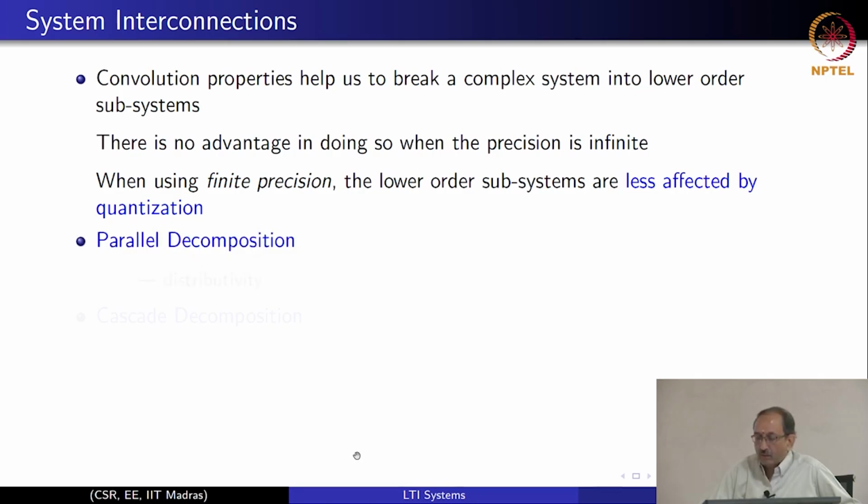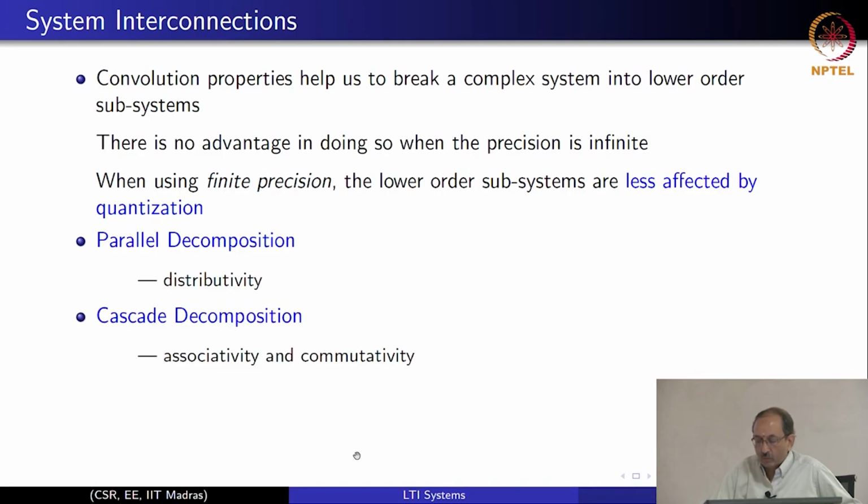And we carry out two kinds of decompositions. One is parallel decomposition. In parallel decomposition, the property that is used is distributivity, we will see that in a minute, and the other decomposition is cascade decomposition. And here two properties are used, both associativity and commutativity. These two properties are used. All right.